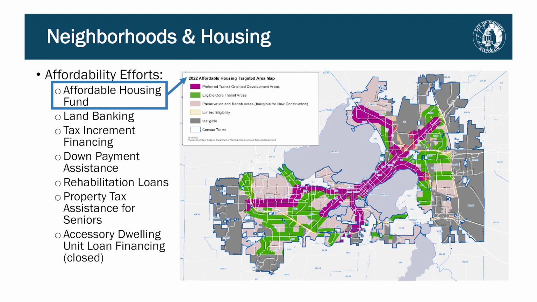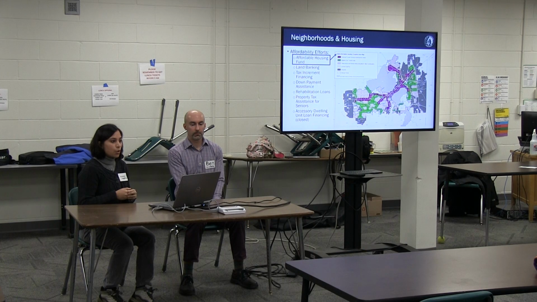There's also a land banking program that was created to support affordable housing. There's tax increment financing, which has also been used to support affordable housing. There's a down payment assistance program available for homeowners. There are rehabilitation loans. There's also a property tax assistance program available for seniors. And then there's an accessory dwelling unit loan financing program that was created to support financing accessory dwelling units, which can be a challenge to get financing for. That program for the time being has been closed until additional funding is available. So these are some of the efforts that the city is currently making in addressing those housing affordability challenges.